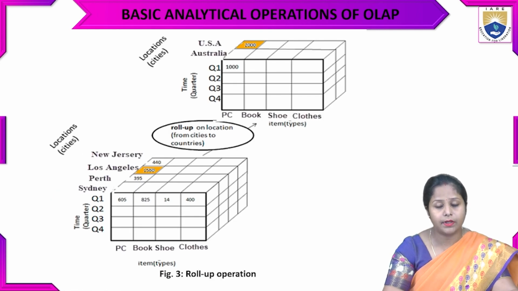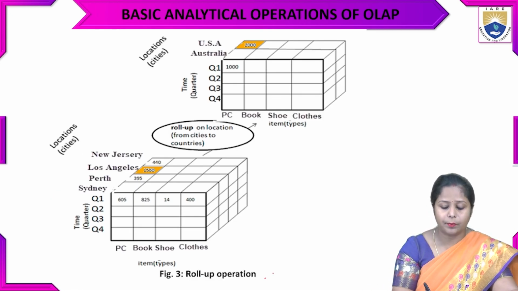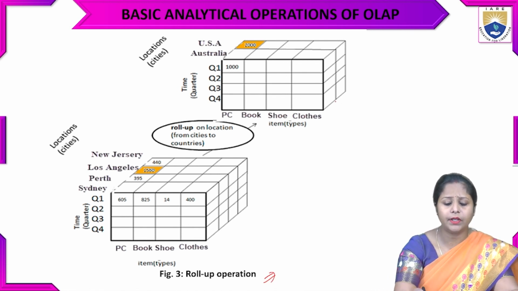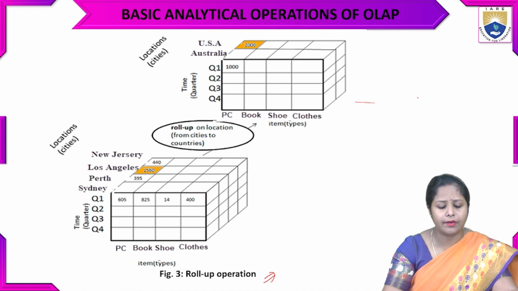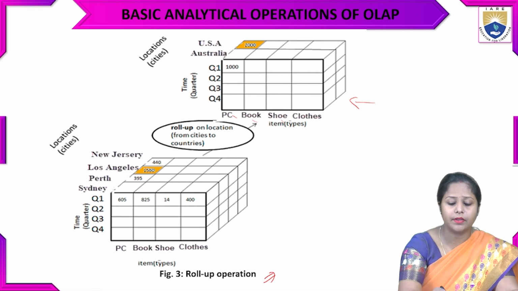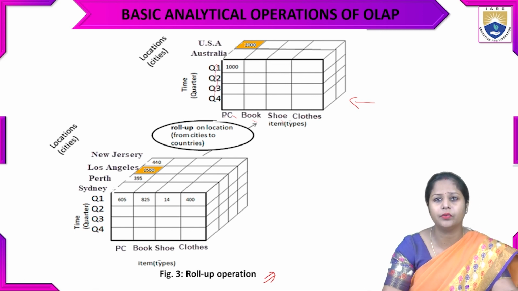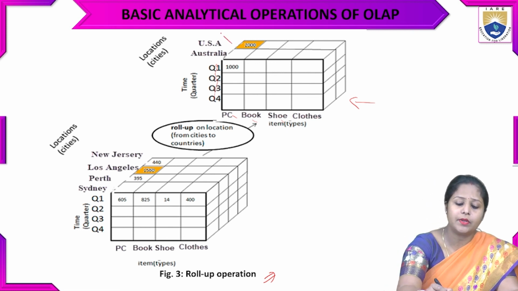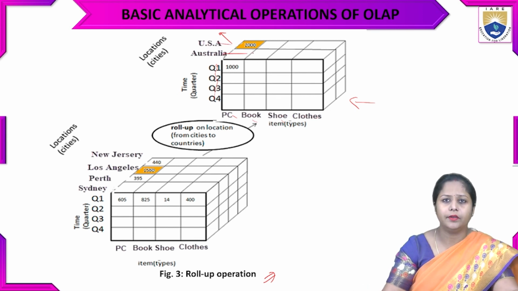In this example of the roll-up operation, we have one data cube. In the above data cube we have PC, book, shoe, clothes. On the y-axis we have Q1, Q2, Q3 and Q4 on the time dimension, and on the location dimension, or city dimension, we have the USA and Australia, 2 countries.